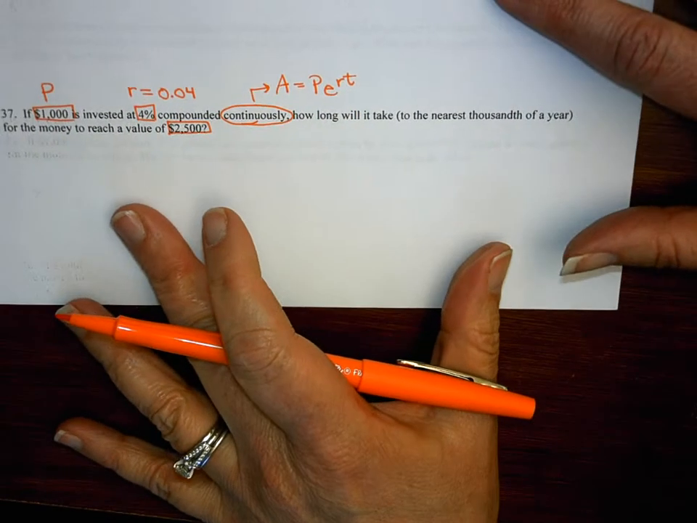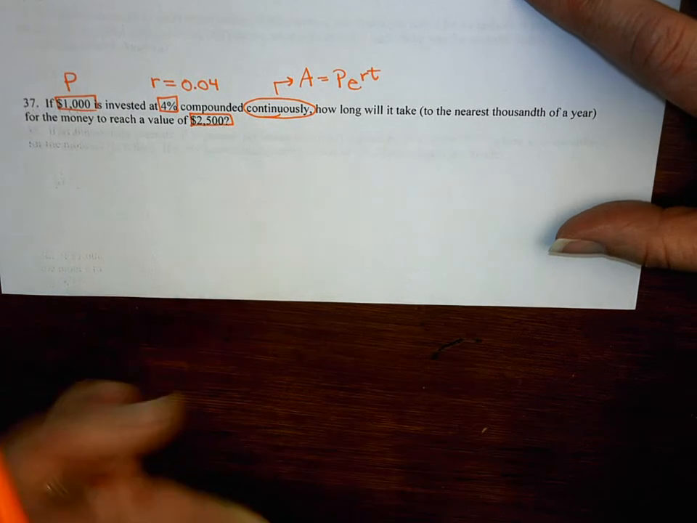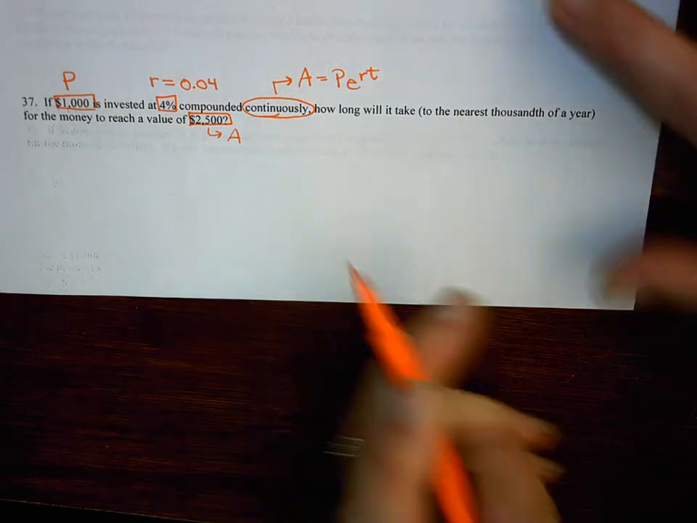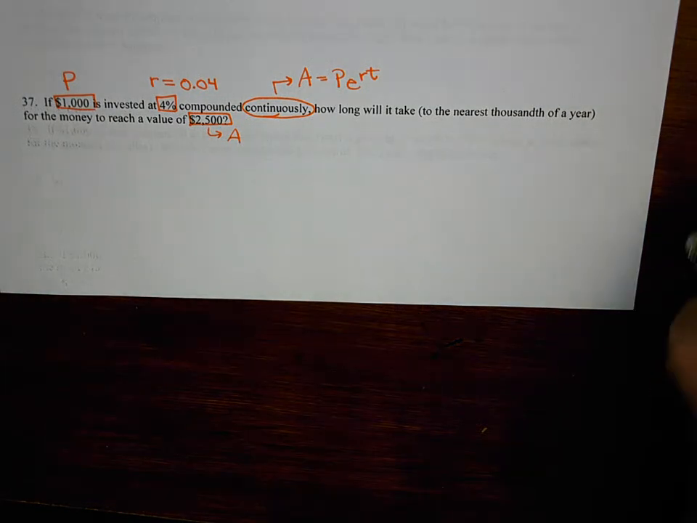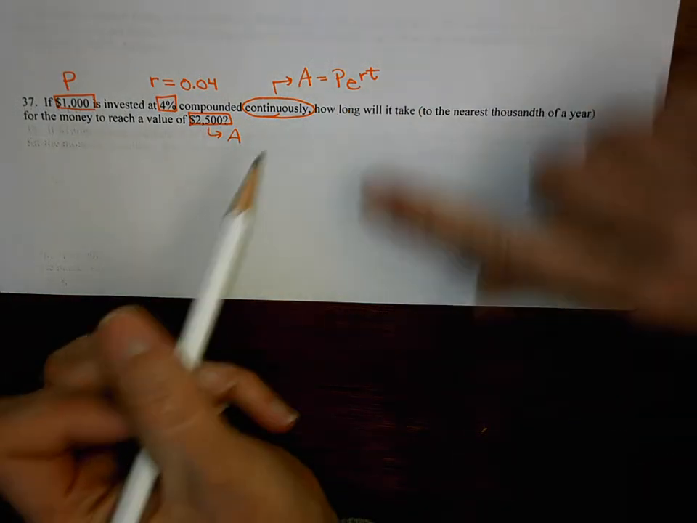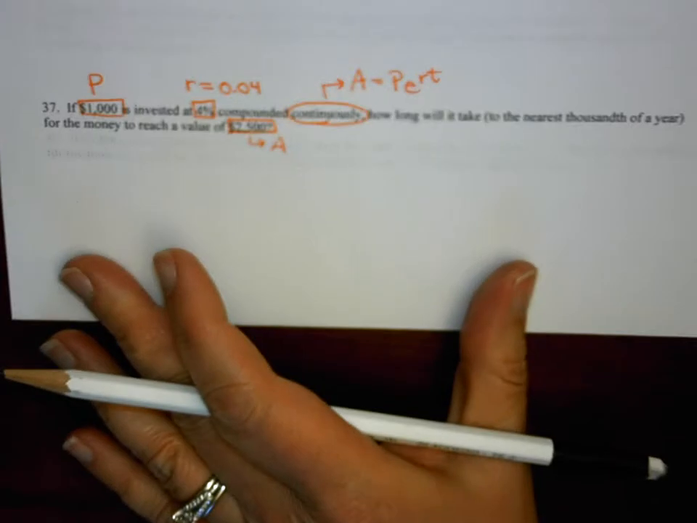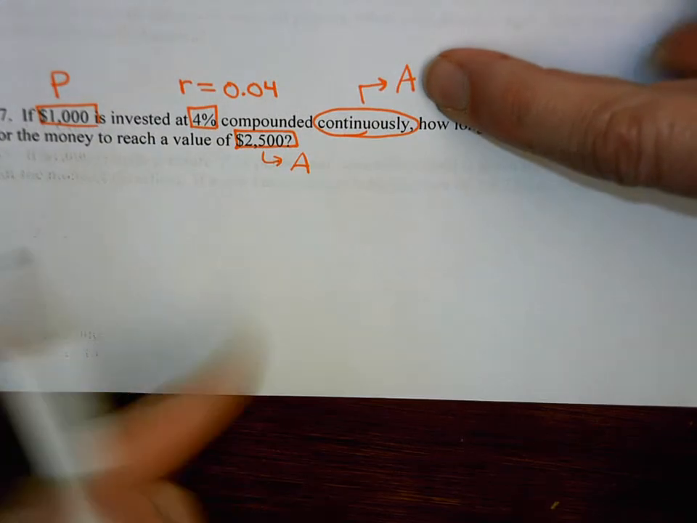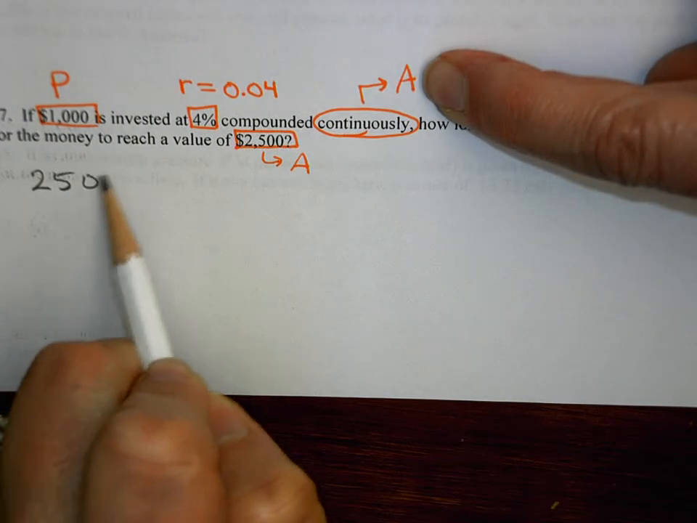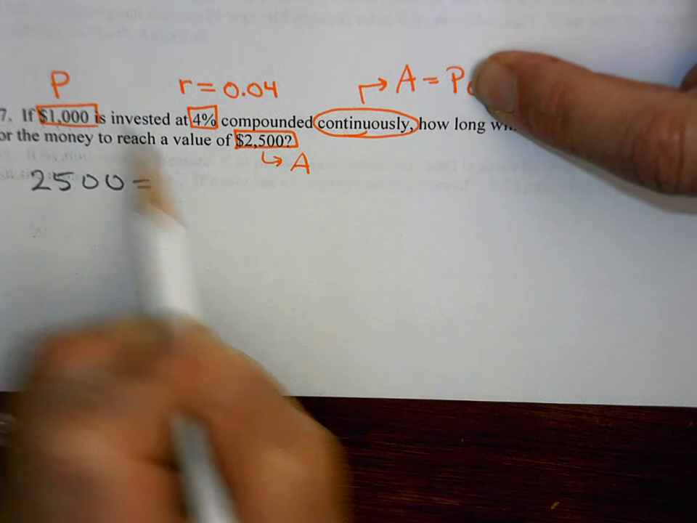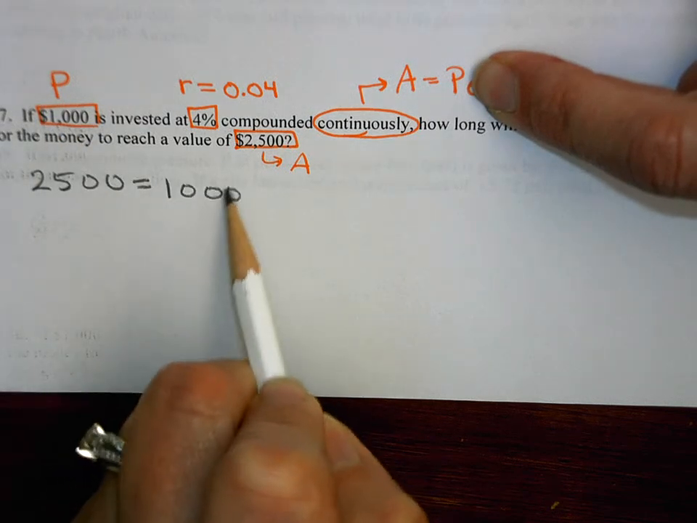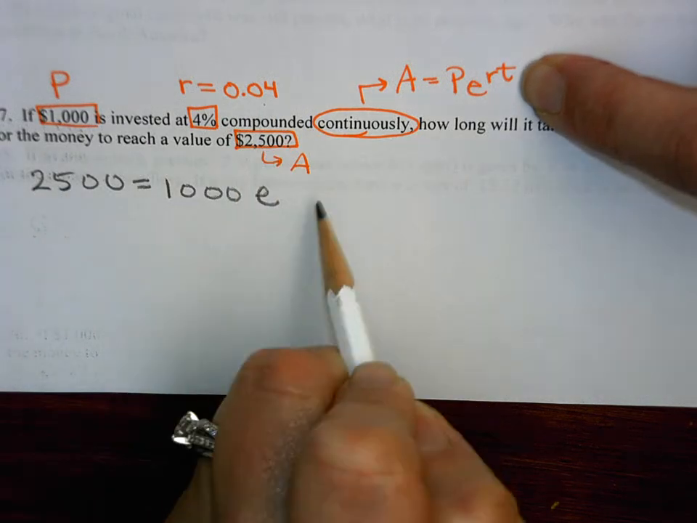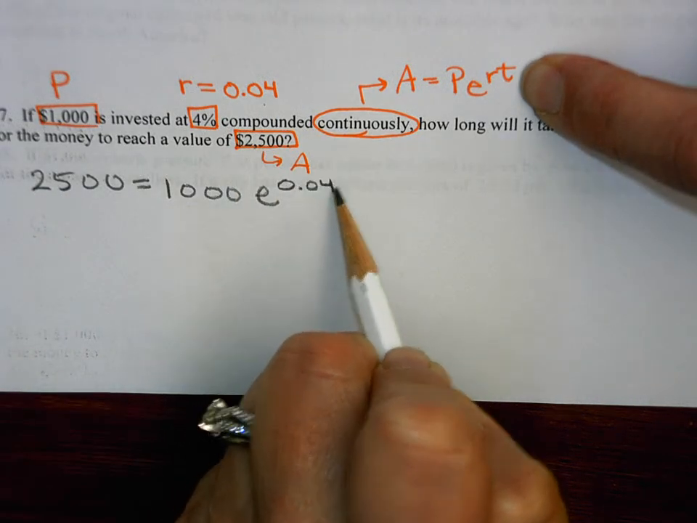And then now we want to know how long it will take, so we're looking to find T. And then for the money to get to this value, so that would be our final amount, or A. Okay. So I have the values for P, R, and A. So then I'm going to just use the same equation here, and I'm going to replace it with the number values that I found. So A, I'm going to replace with 2,500. And then P, I'm going to replace with 1,000. And then E stays E. And then R is the 0.04. And I don't know T.